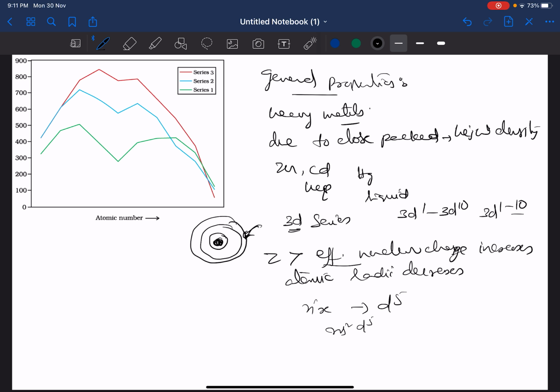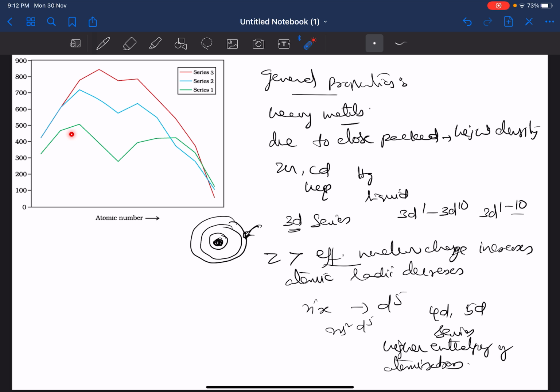Due to the stronger bonding, they have a higher number of unpaired electrons. Due to the stronger metallic bonding, the 4d and 5d series have a higher enthalpy of atomization. As the atomic number increases, the enthalpy of atomization increases.